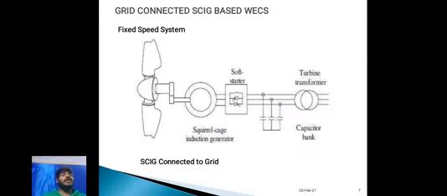Next topic, the grid connected squirrel cage induction generator based wind energy system. It has two types of speed: fixed speed system and variable speed system. In the fixed speed system, the rotor of the squirrel cage induction generator is directly coupled with the wind energy conversion system turbine.